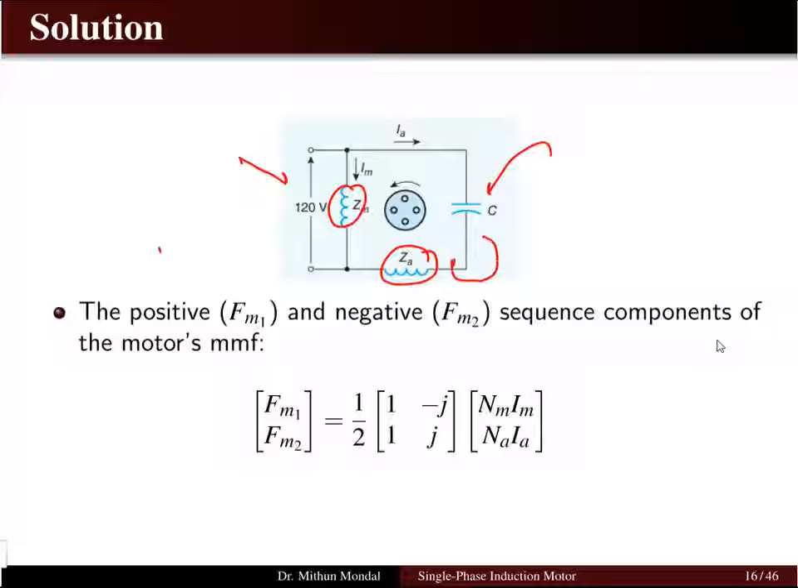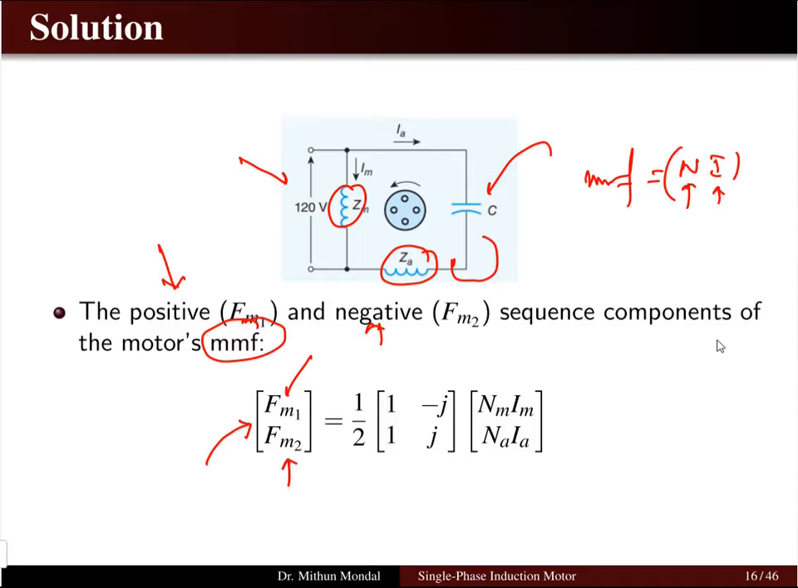So the positive and the negative component of the MMF of the single phase induction motor is given by the formula, where M1 represents the positive component and M2 represents the negative component. We know that the MMF formula is equal to the product of N into I, where N is the number of turns and I is the current. So here you have the main winding number of turns and the current Im in the main winding, and the auxiliary winding number of turns and the current in the auxiliary winding.